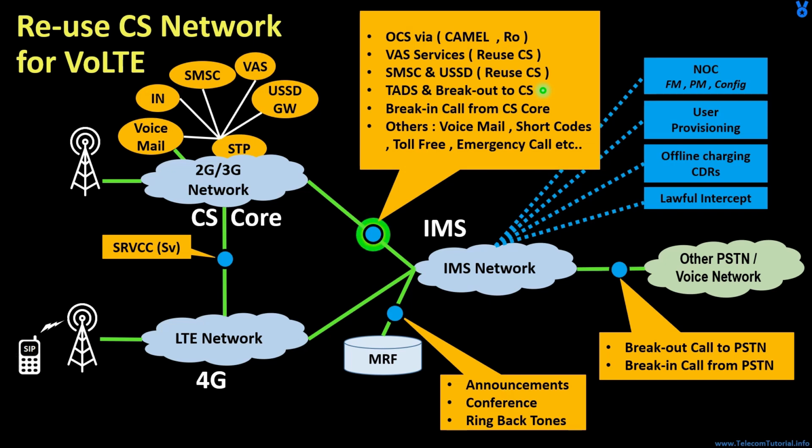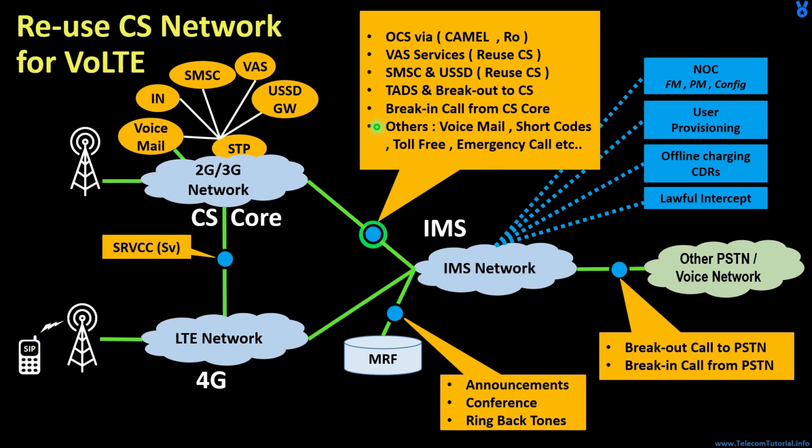The next one is the break-in call from the CS core. For a VoLTE to 2G 3G call within the same network, we can breakout the call back to the CS core network straight away. The last one is for others. We can also route other traffic to CS core, for example short code calls, toll-free, emergency calls. We can always reuse the CS core network for enabling these services on the VoLTE.